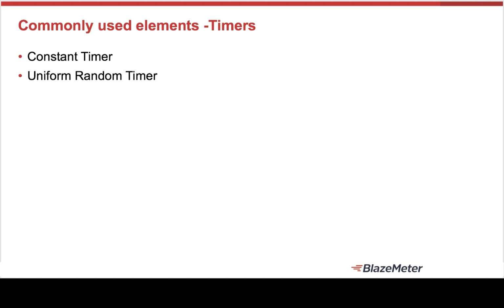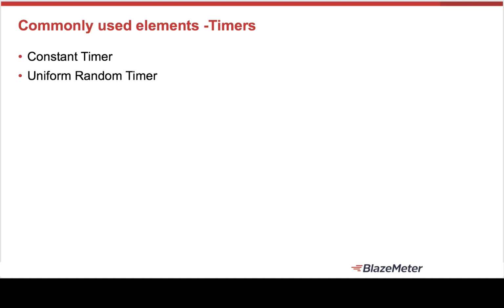And we can add a fixed amount of time with, for example, the constant timer, or we can add a random time within a range. And one example for this is the uniform random timer. Now, before running an example on JMeter with these two timers, there are two very important points to understand.